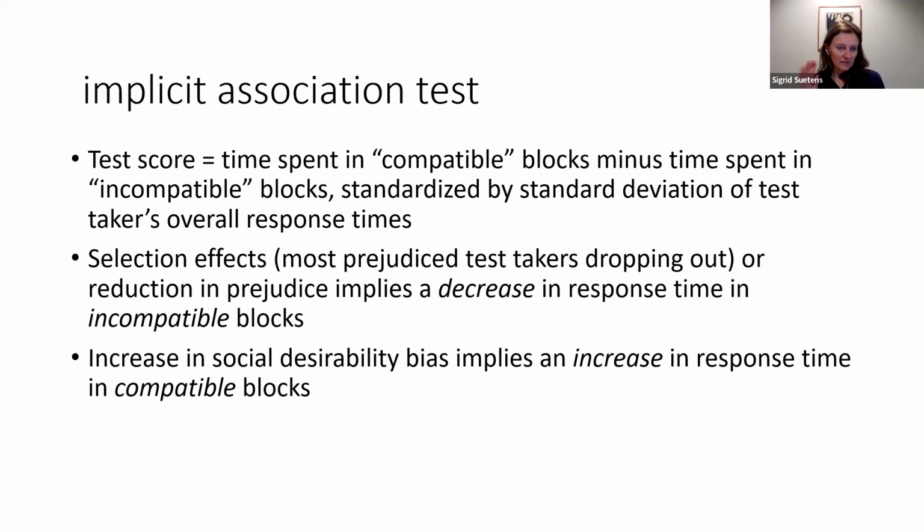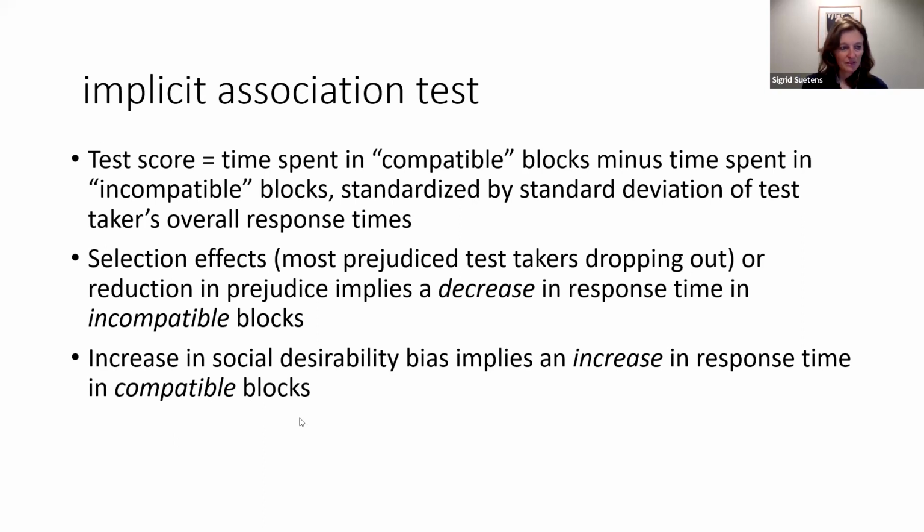So basically there are three different effects if you want. There could be selection effects that underlie the results that I just showed on the previous slides. It could be that people drop out, you know, the most prejudiced test takers drop out. Or it could be that a reduction in prejudice implies a decrease in the response time in the incompatible blocks, right? Basically a genuine change in prosociality towards the minority group. That's consistent. On the other hand, as I just said, an increase in social desirability bias, if you want to play the test, means that the response times increase in the compatible blocks.